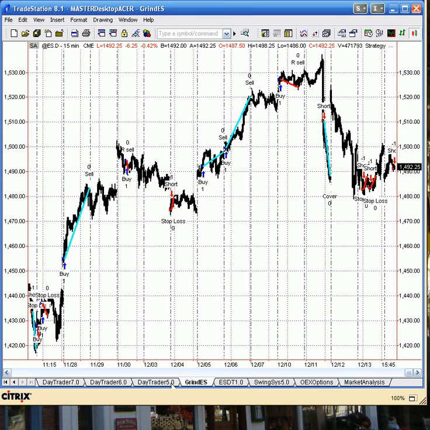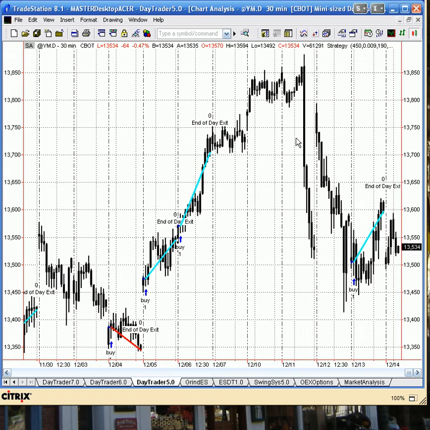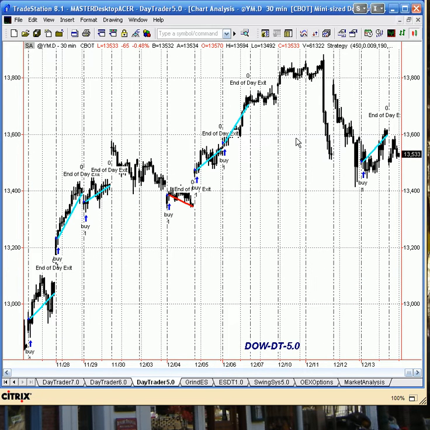So where are we now? There's the look at the Day Trader 5.0. Caught a nice move. Oh, look at this thing. Let's see if we can scroll back here a little ways. There we go. Look at this. 1, 2, 3. These, of course, all non-correlated strategies.